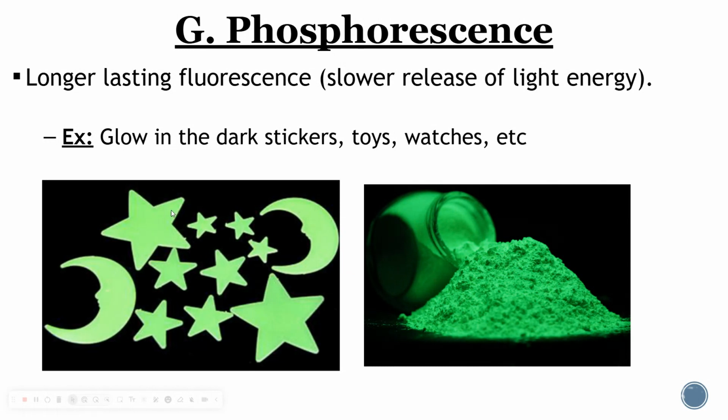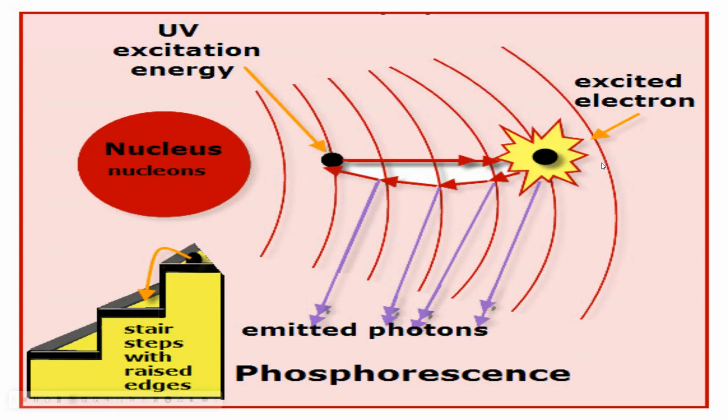You charge them up with some light, and then you turn off the light, and then these glow for some period of time until they lose all their energy. So it's like fluorescence, but just over a longer period of time. And that's glow-in-the-dark materials. Similar process shown here with the electrons jumping up and then coming back down, but more slowly for phosphorescence.